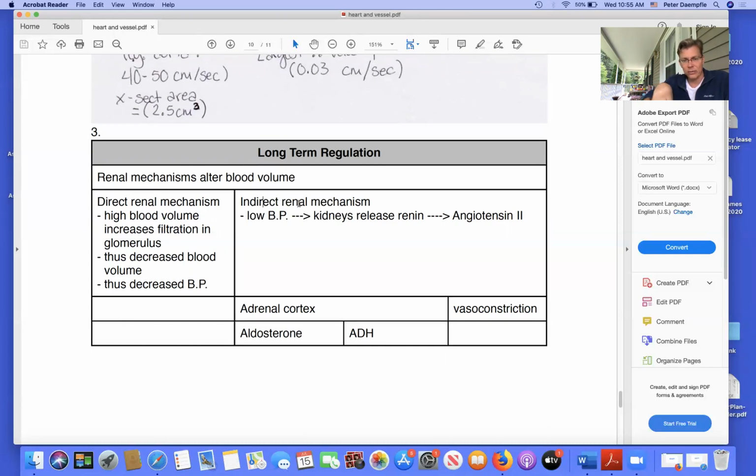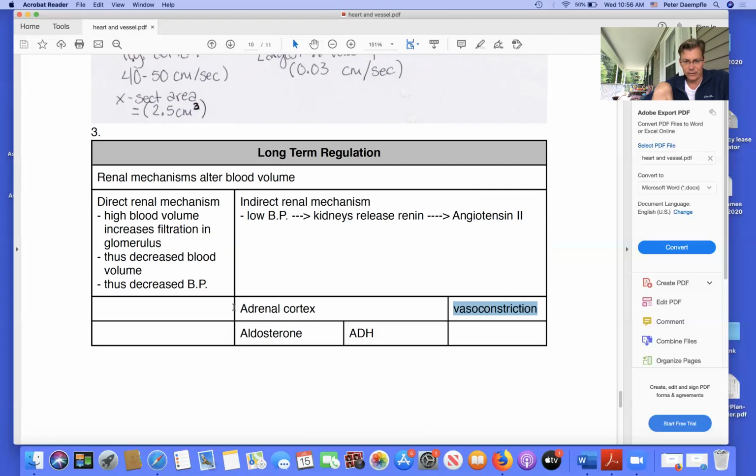The indirect renal mechanism uses 3 types of hormones: angiotensin II, aldosterone, and antidiuretic hormone known as ADH to raise your blood pressure. All right. When the kidneys detect low blood pressure, they release renin, a strange enzyme/hormone creature that stimulates angiotensin 2, which, by the way, the coronavirus likes to attach to receptors of angiotensin 2. But angiotensin 2 causes vasoconstriction and raises the blood pressure.